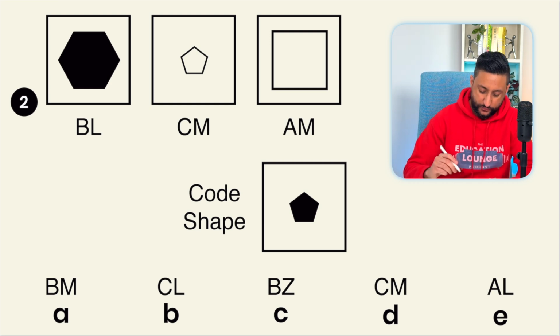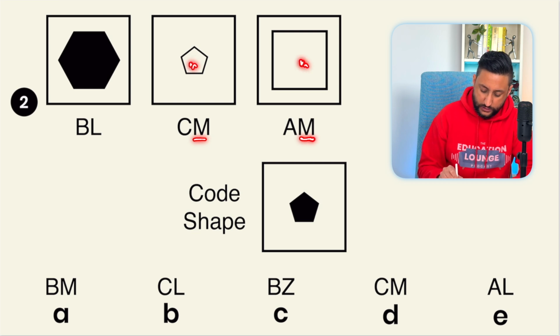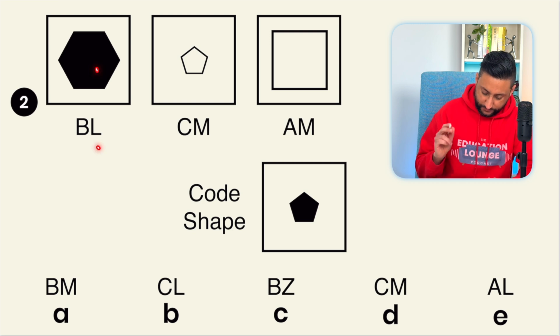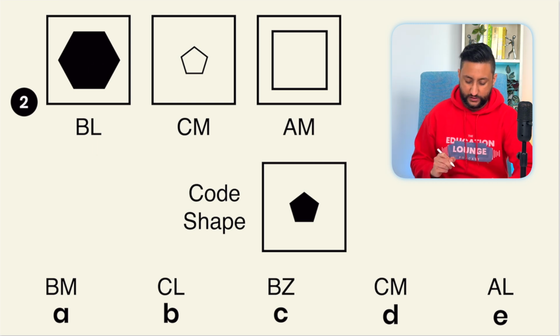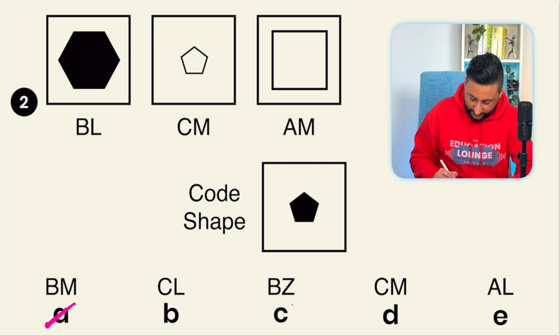We have BL, CM, and AM. Okay, again, second letter the same here and here. That clearly stands for a white fill, which means L stands for black fill. So we're going to eliminate anything that doesn't end with an L. Get rid of that and that and that.